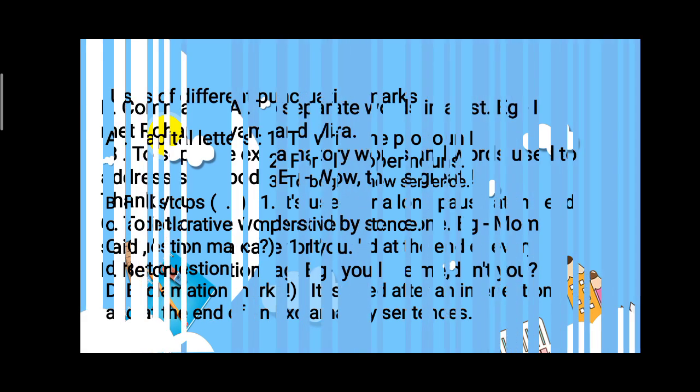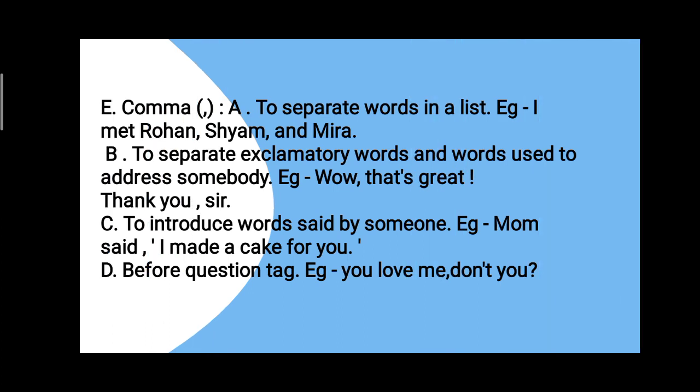Now, the next punctuation mark is comma. Comma has different uses. The first one is to separate words in a list. Say, for example, I met Rohan, Sham, and Meera. You can see in this sentence we have separated the names with the use of commas. Like this, in a particular sentence, if the same kind of thing is repeated twice or thrice or more, then we can separate them with commas.